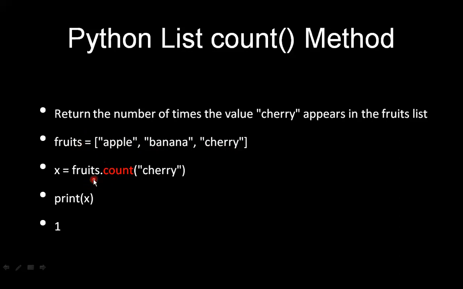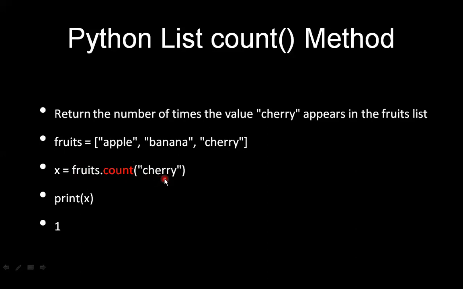The syntax for using the count method, as we have already noticed: fruits is the list name, then a dot, and then count is the method. The syntax for using any built-in method is the list name, dot, and then the method name. Since we are using the count method here, I have specified the list name fruits dot count. Then what object has to be counted? That value you specify in the brackets. Here I have specified cherry.